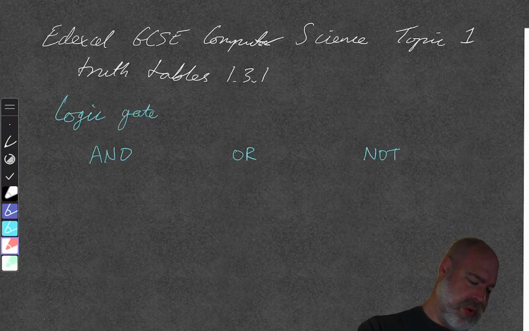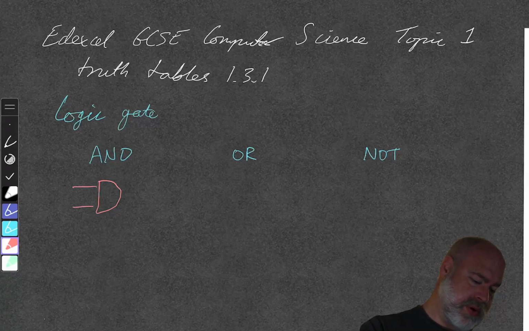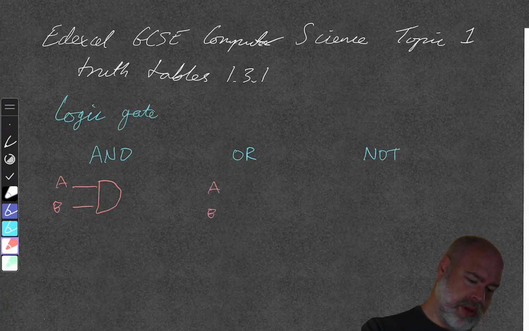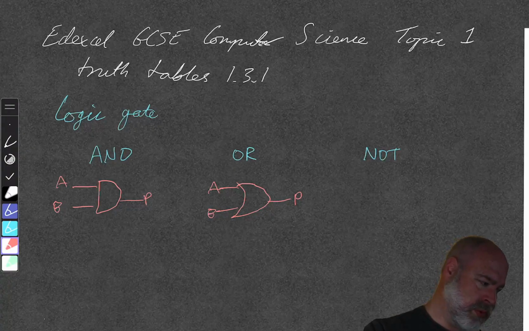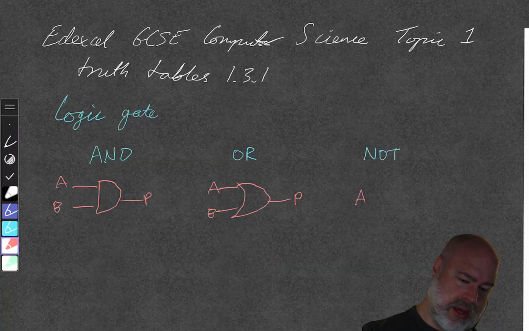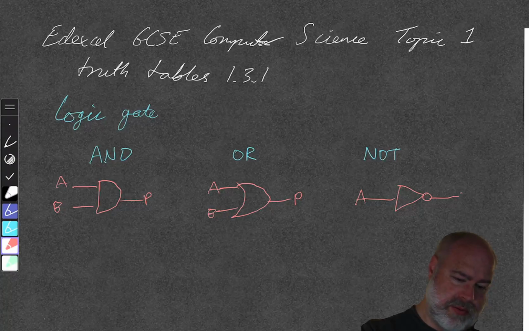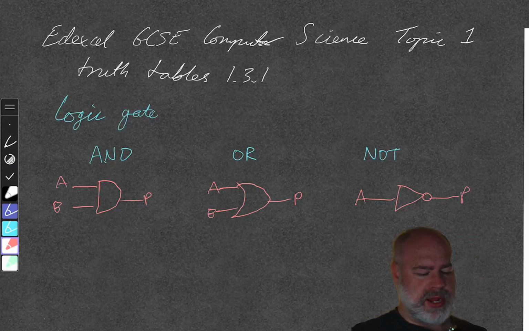And I think it's also worth knowing what they look like. So you might have 2 inputs, A and B, and again 2 inputs, A and B, and OR looks a bit like this. And then you have your output. Let's call it P. And NOT is simpler because it just inverts a value. Okay, so that's what they look like.